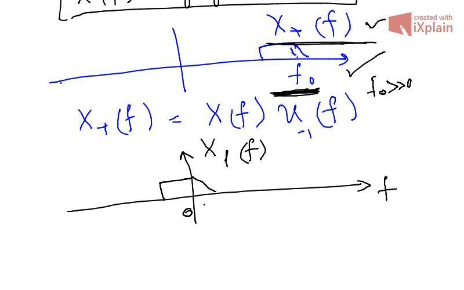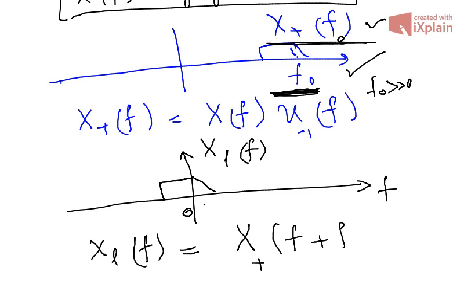And how can you do it? This is known as the spectrum of a low pass signal, or low pass equivalent. So we are interested in this spectrum now. We say that we are interested in a signal whose spectrum looks like x positive of f advanced by f0, right? You want to shift it here. If you advance it by f0, you would get this waveform.